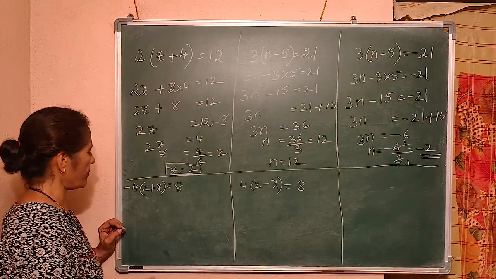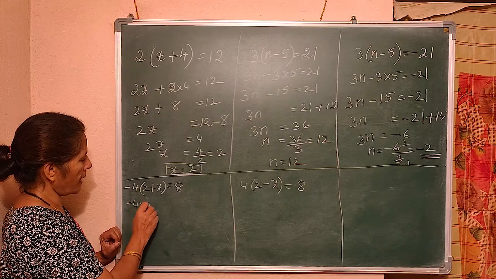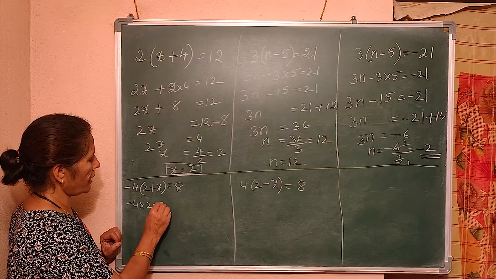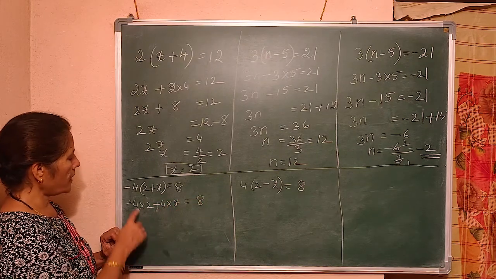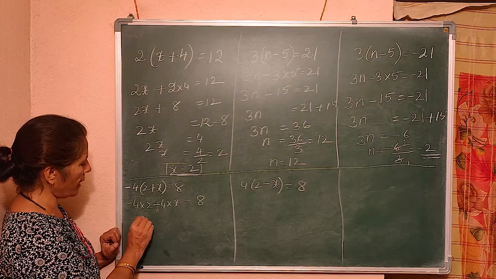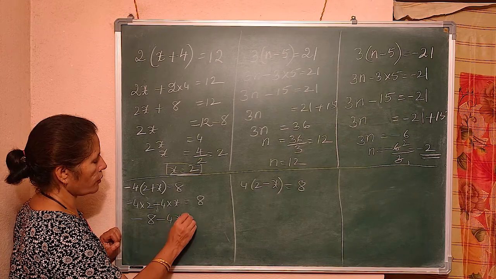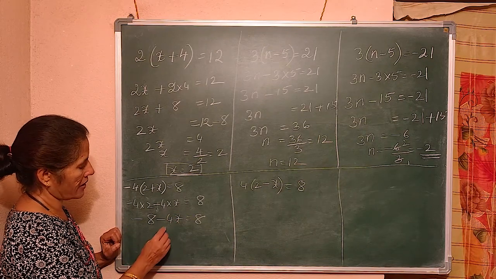Go to this. Minus 4 into 2, correct? Plus minus 4 into x. So minus 4 into x is equal to 8. So minus 4 into 2 is minus 8. Minus 4x is equal to 8. I want minus 4x, I want x.